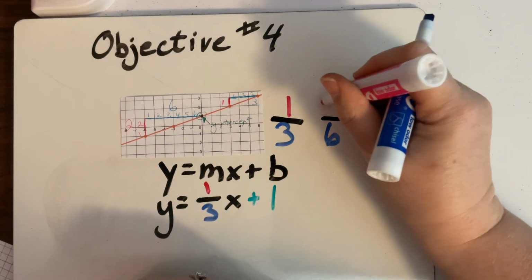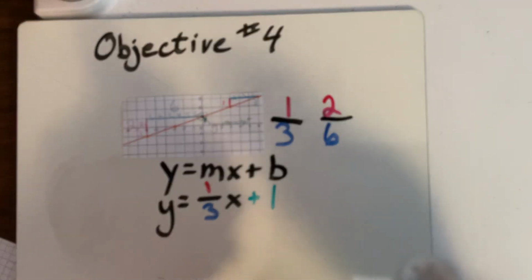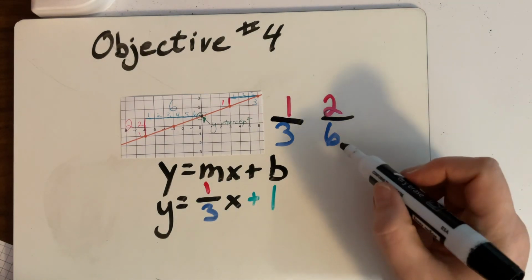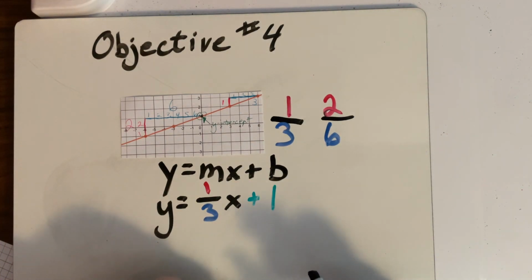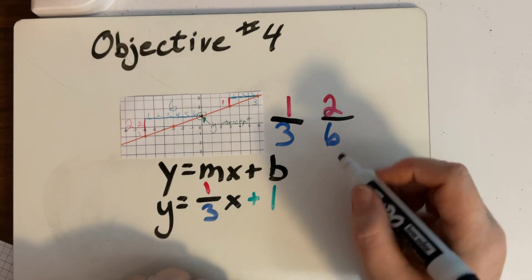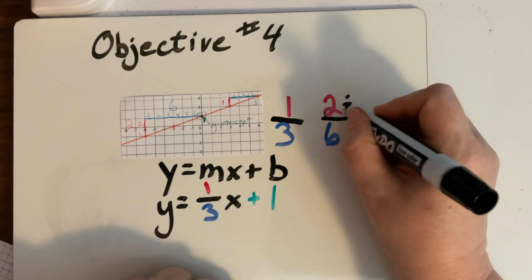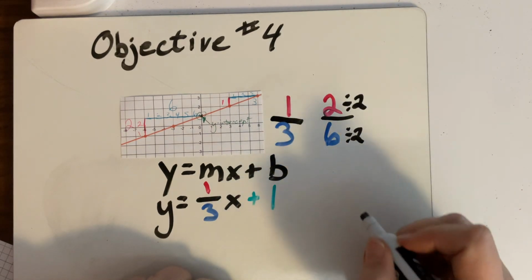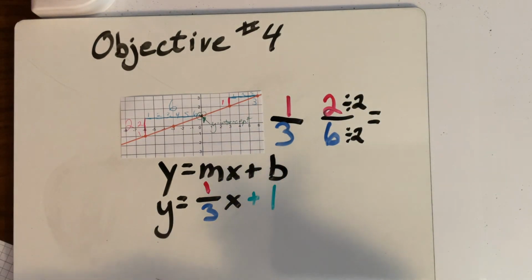Okay, so I got 2 over 6, right? So this is what Miss Imus was talking about when she wanted it in the most simplified version. Now, is there a number that I can divide both 2 and 6 by? The answer is yeah. I can divide both of these by 2. So if I divide this by 2 and divide this by 2, what do I get?